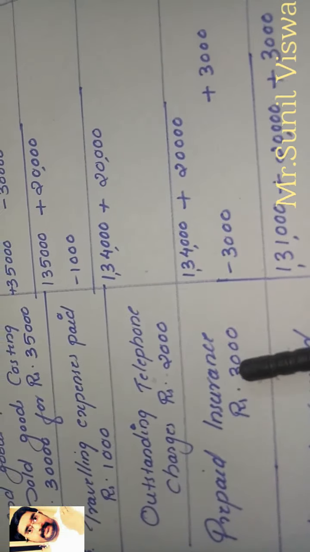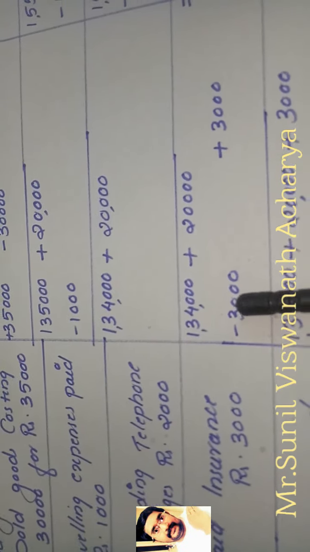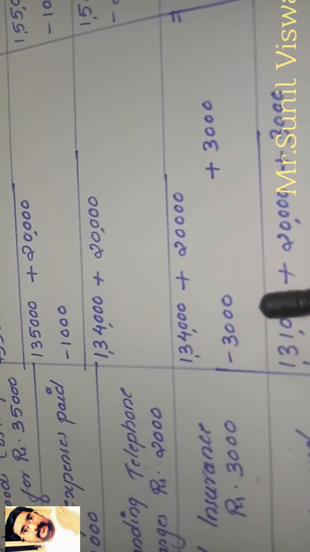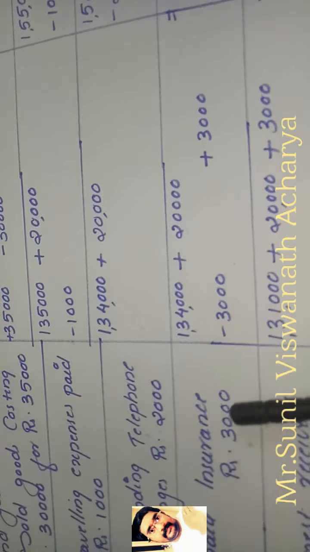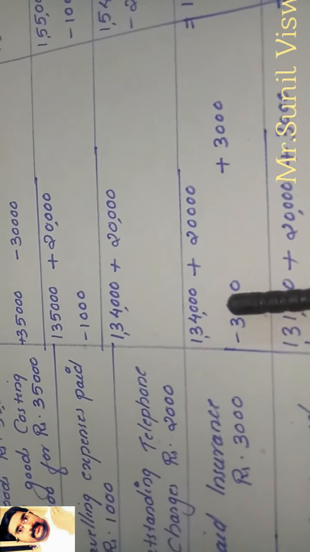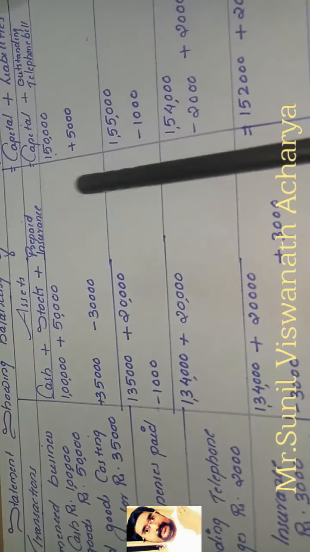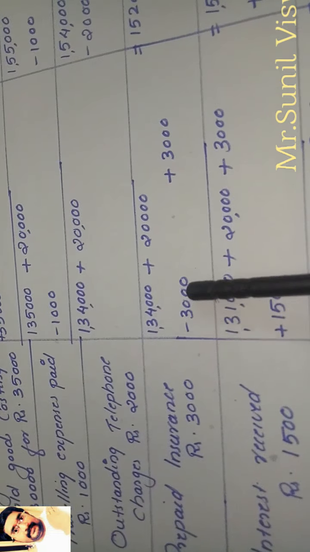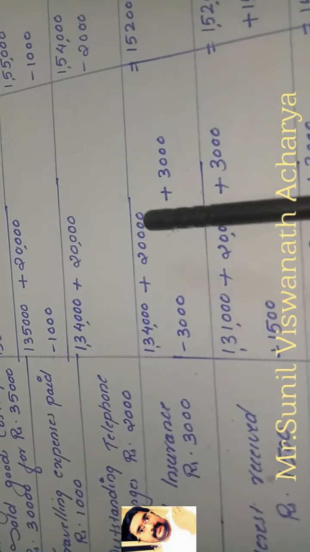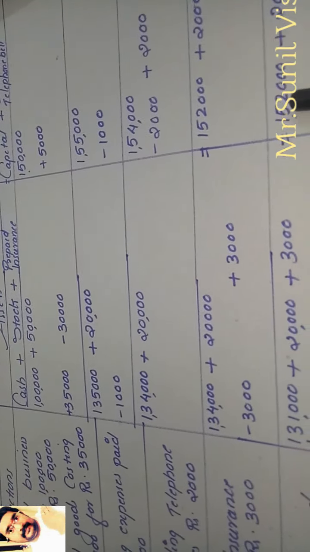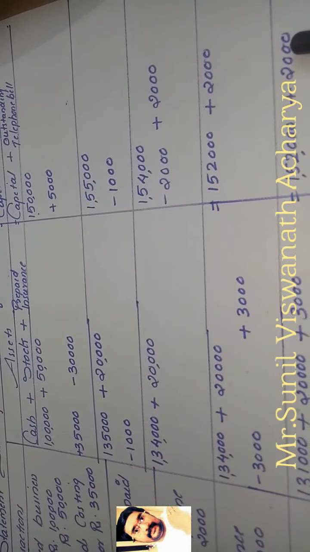We prepaid, which means cash is going from us. How much insurance we paid? 3,000. So advance paid means cash is going from us, so 3,000 we will deduct from cash. It will not affect capital because it is not the expense of this year. It is the expense of next year. So 3,000 cash will decrease, as well as prepaid insurance on the asset side we will write 3,000. Now 1,34,000 cash minus 3,000, cash is 1,31,000. Stock is 20,000. Prepaid insurance 3,000. Capital 1,52,000. Outstanding telephone bill 2,000.